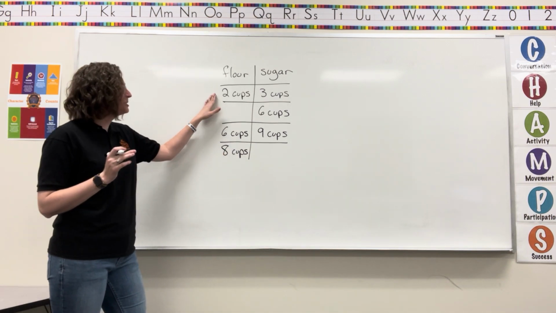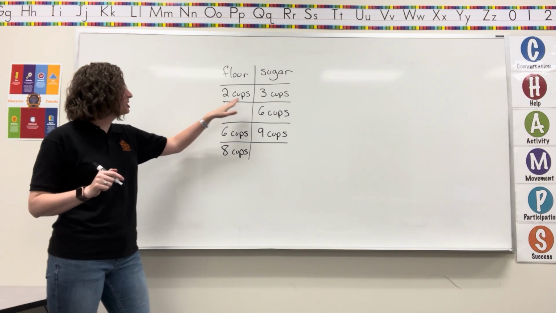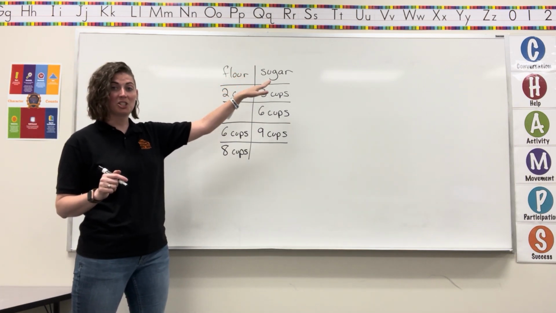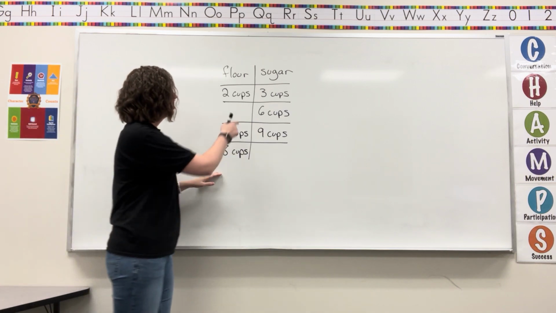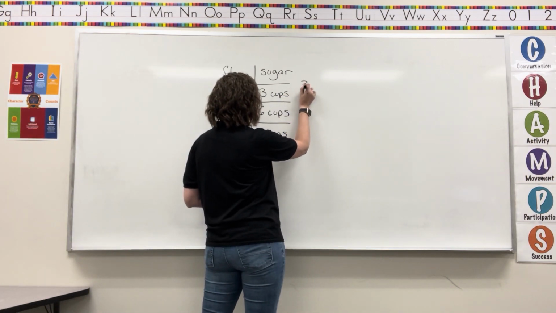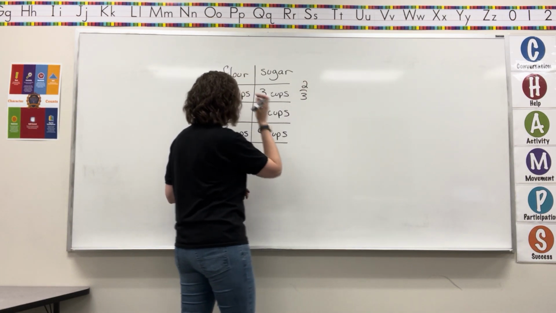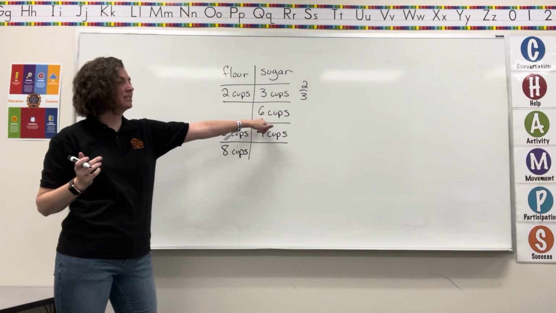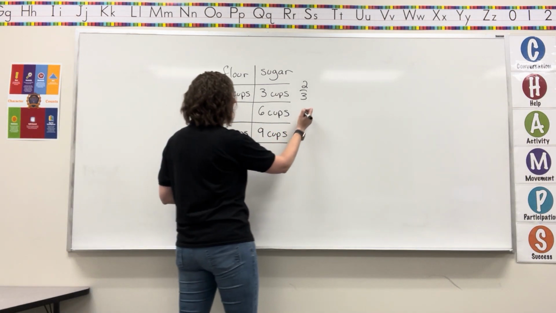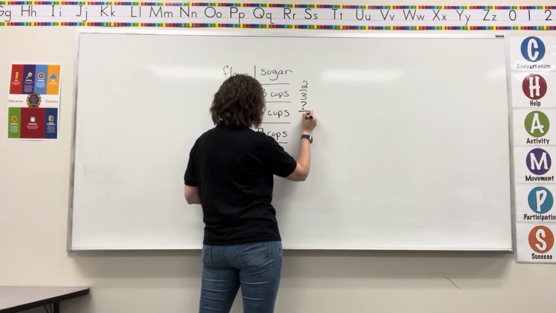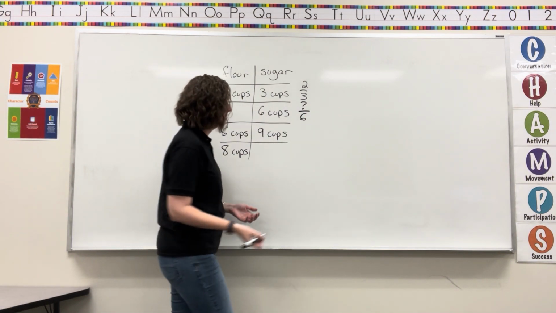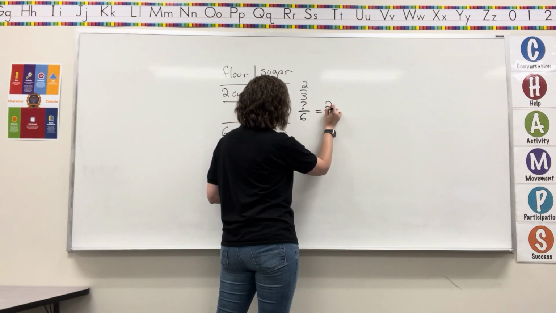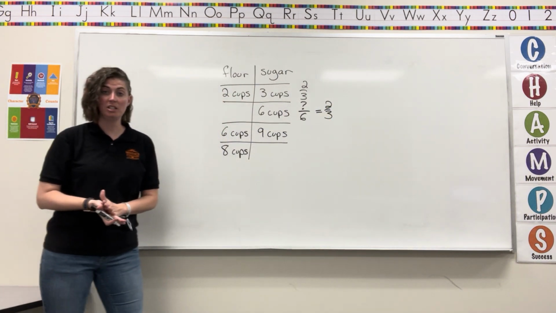So, using our base ratio of 2 to 3 cups of flour to sugar, we can fill in the blanks for the rest of our table. So I know that it's 2 to 3 cups. I'm going to write that as a fraction. So this is blank to 6 cups. So if I have a missing value over 6, I know that it has to be equivalent to 2/3. That is our base ratio.